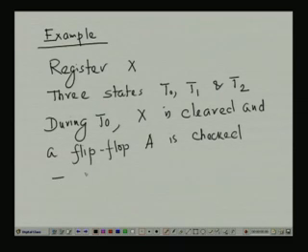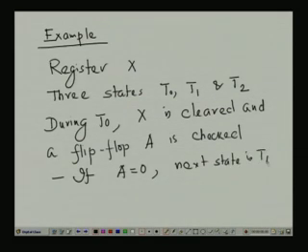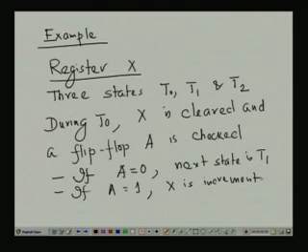Now, if A equal to 0, then the next state is T1. If A equal to 1, x is incremented by 1, that means the circuit increments the value of the register x by 1, and the next state is T2. So, this is a simple machine specification.